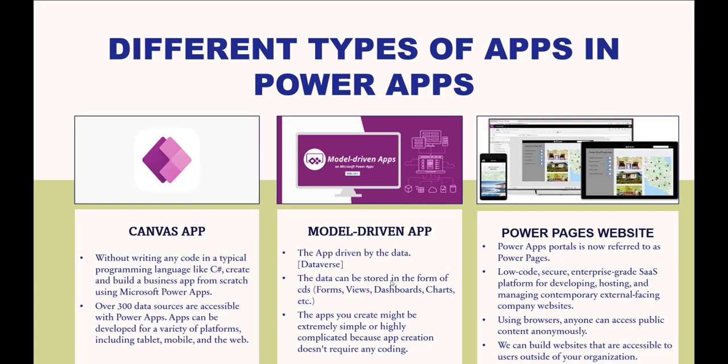Whereas in the model-driven app, the data can be stored in the form of CDS, Common Data Service, by using forms, views, dashboards, charts, etc. For Canvas app, you can use more than 300 data source connectors to make an application, and that should be available on various platforms including tablet, mobile, and the web browser. In the case of model driven app, the data can be stored in the form of CDS via forms, views, dashboards, and charts.